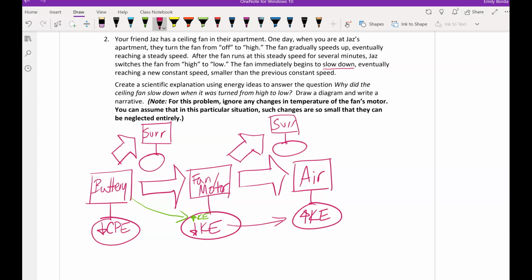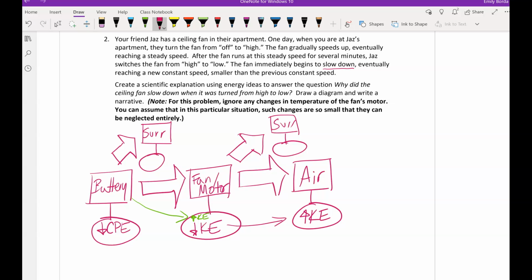So you might think the air must be cooling down because that's the fan's purpose, to cool down a room. But it does that by pushing around air and basically making wind. It doesn't do that by decreasing the thermal energy of the air. So it's a little bit tricky.